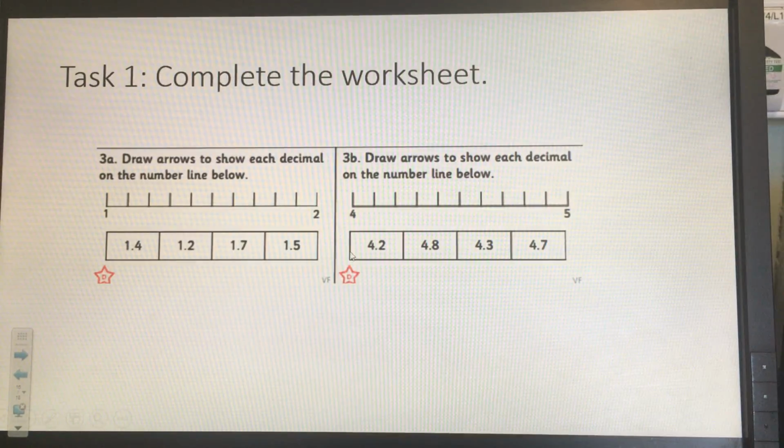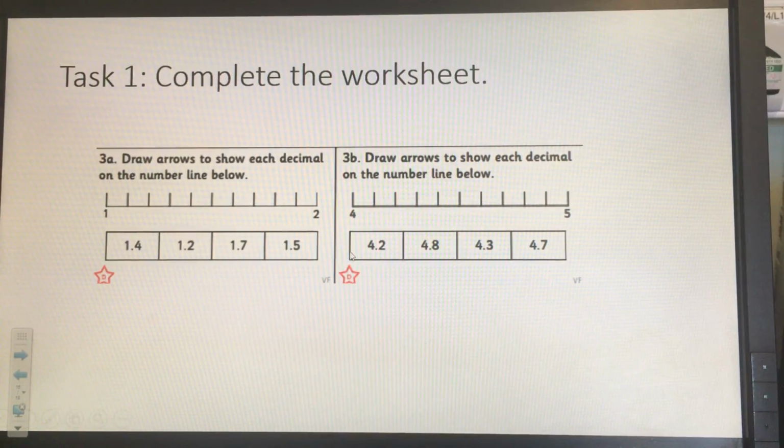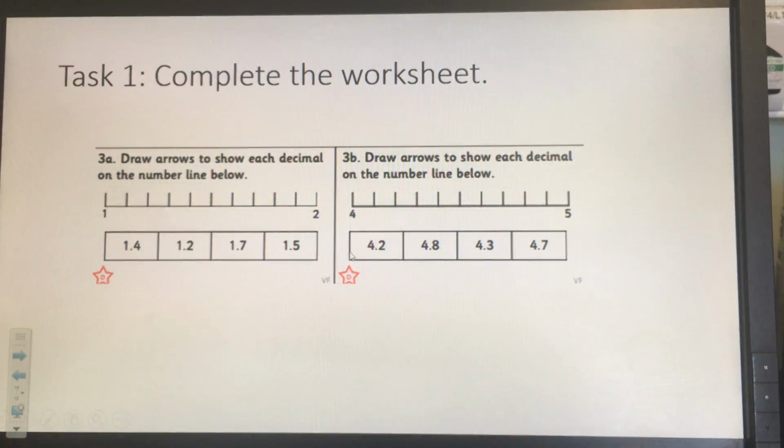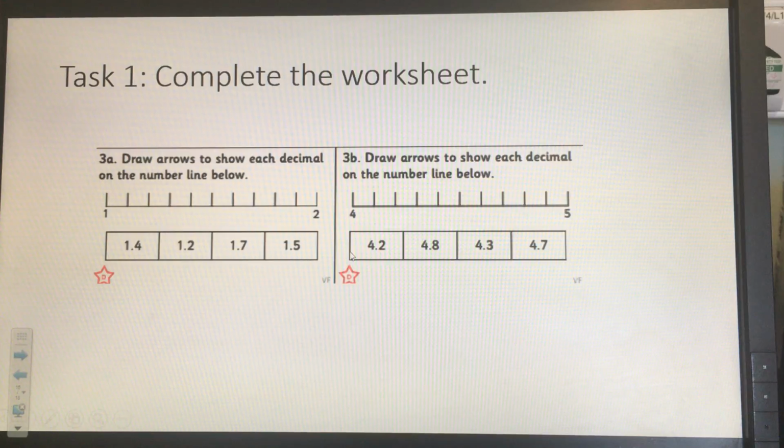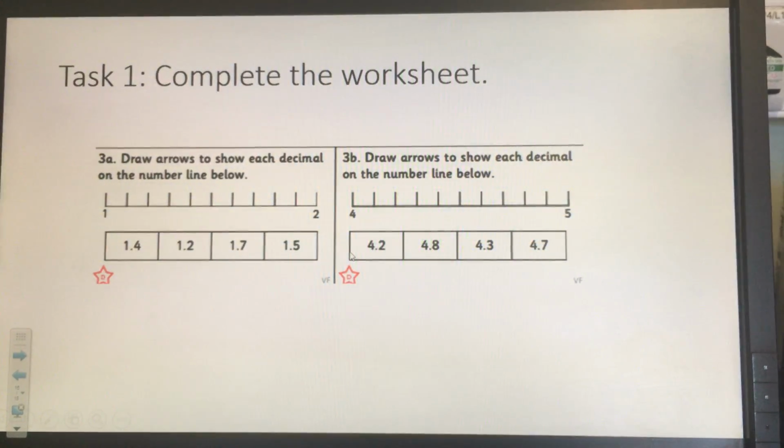Now, question 3 will ask you to draw arrows to show each decimal on the number line. If you are writing the answers into your book, what I'd like you to do instead is to order those numbers from smallest to largest. So you don't need to write the number line. I'd like you to submit your work the usual way that you do on eSchools, and your teacher will mark it.